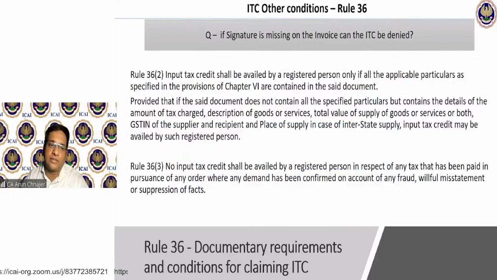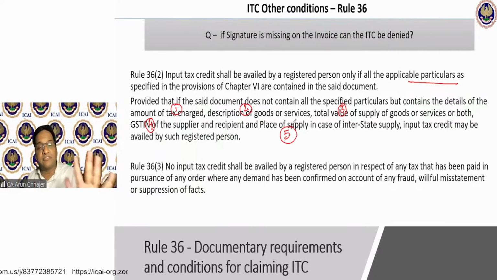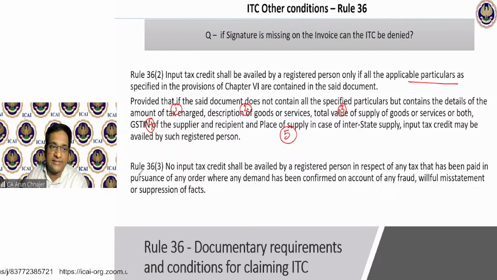36.2 is talking about how you can take the ITC. Earlier they were talking about all the applicable particulars having to be there, but now they are saying at least 5 particulars have to be there for taking the ITC. What are the 5 particulars? The tax charged, amount of the tax charged, description of the goods or services, total value, GSTIN of the supplier and recipient, and the 5th is the place. These are the 5 parameters which have to be there on the tax invoice in order to claim the ITC. And 36.3 is talking about fraud, willful misstatement, no ITC.